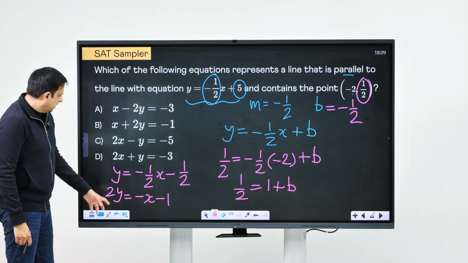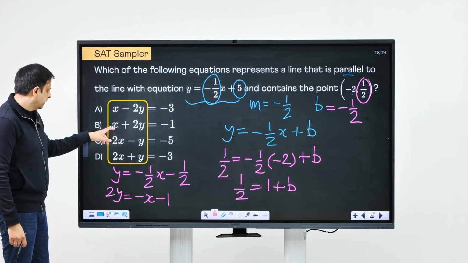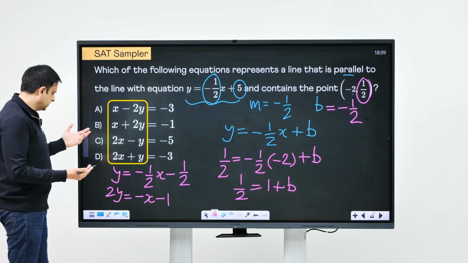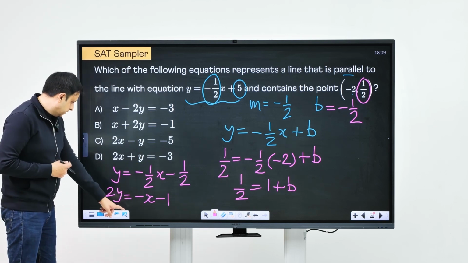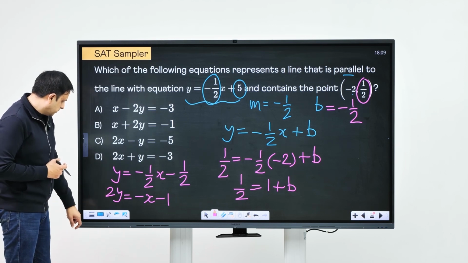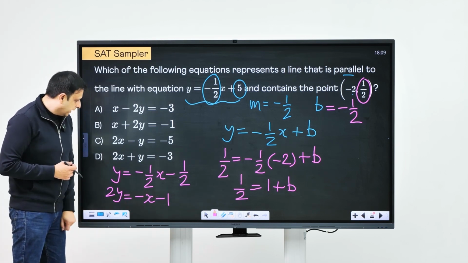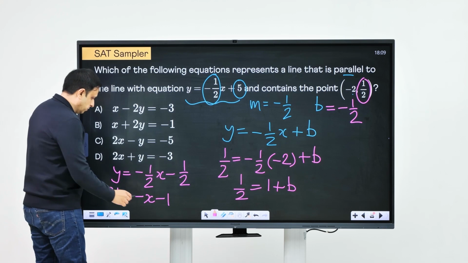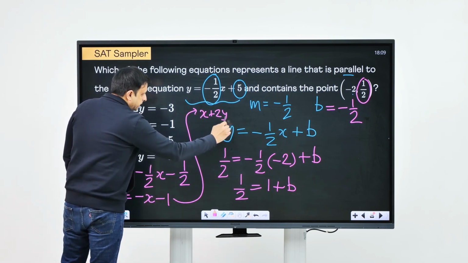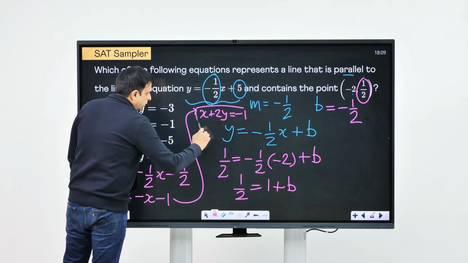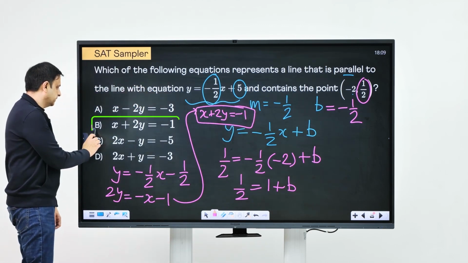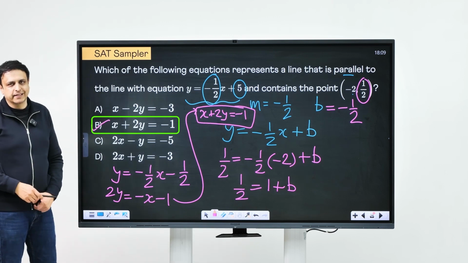What I observe is that all of these options have the x terms and the y terms on one side. So let me do that with my equation as well. Let me add x on both sides. That will give me x plus 2y on the left side and negative 1 on the right side. So x plus 2y is equal to negative 1. This should be my equation, and this is option B. So that's the correct answer in this case.